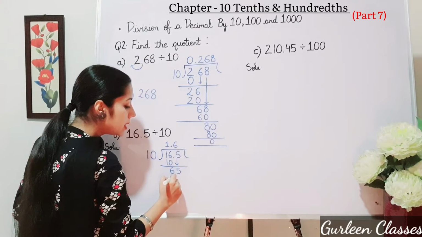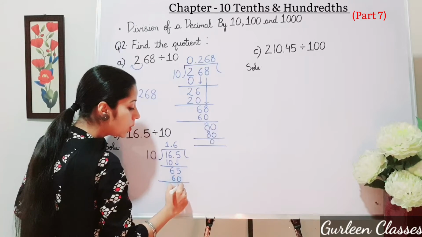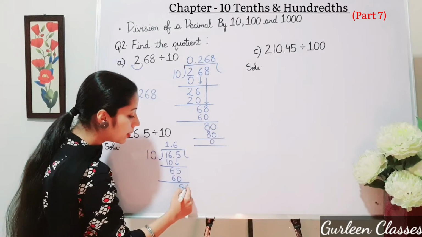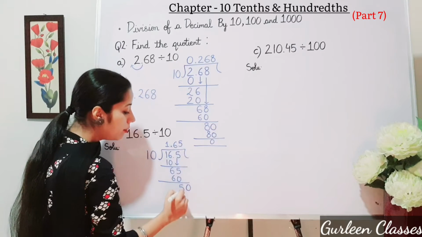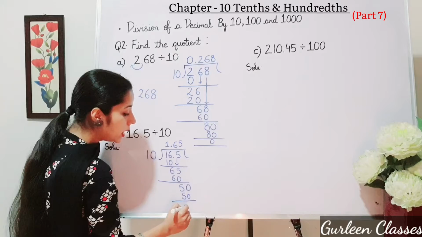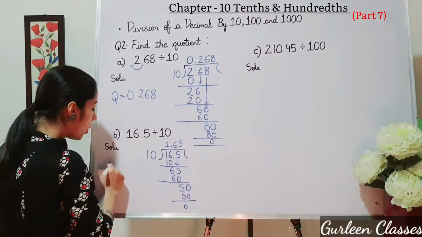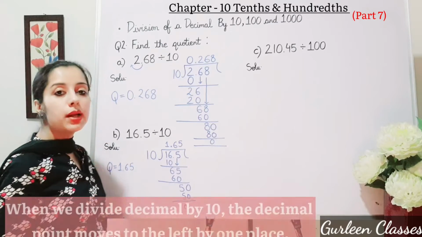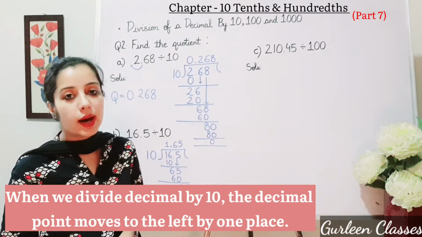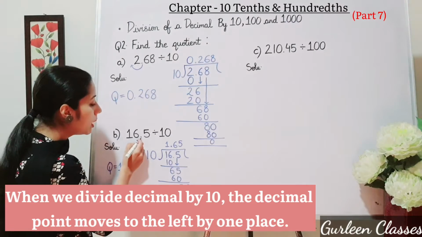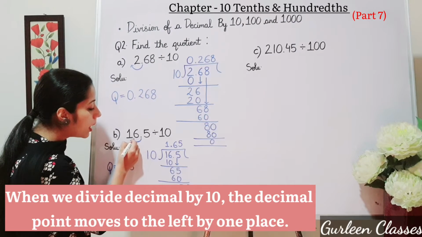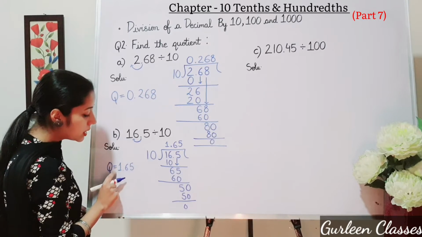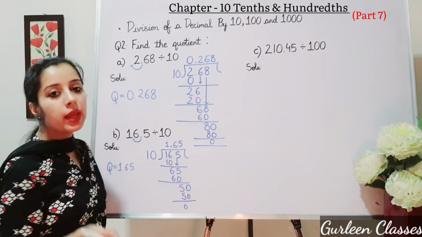10 6s are 60. 5 minus 0 is 5. In the question the decimal point is here, so we can add 0 here. 10 5s are 50. Now the remainder is 0. So the answer is 1.65. Here the decimal point will move to the left by 1 place, so now the decimal point will be between 1 and 6. So the answer is 1.65.